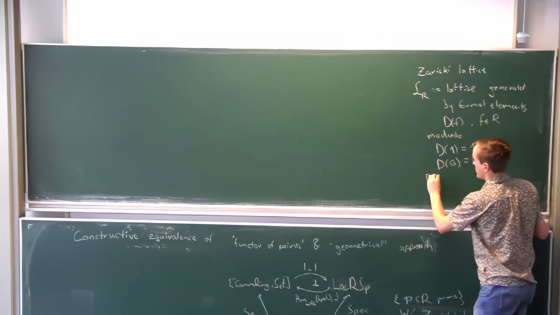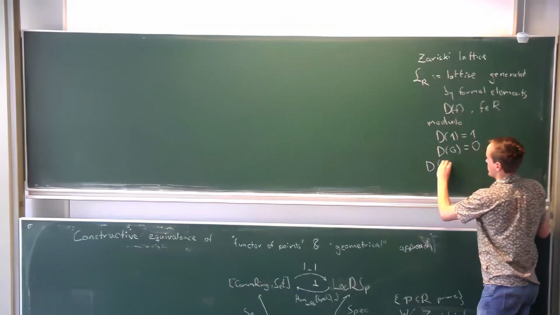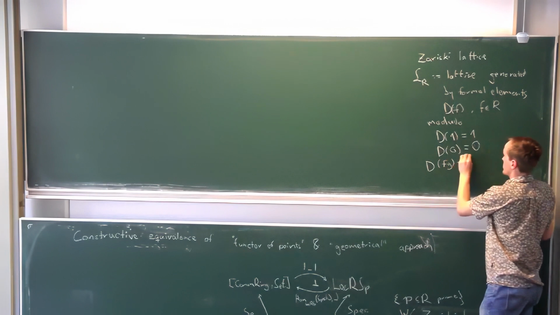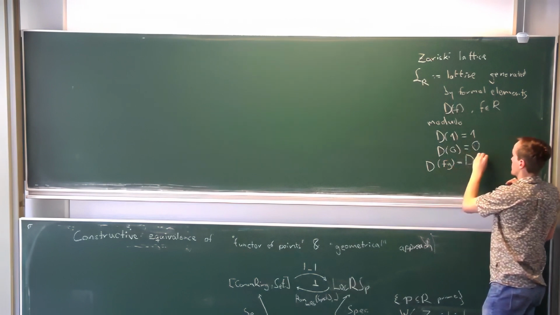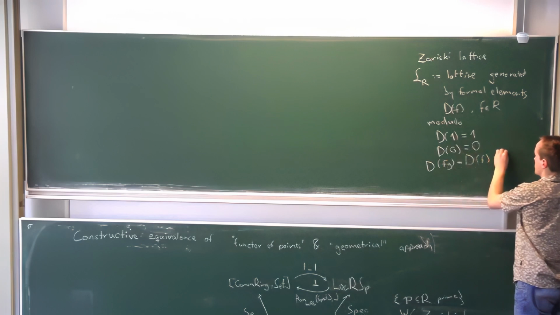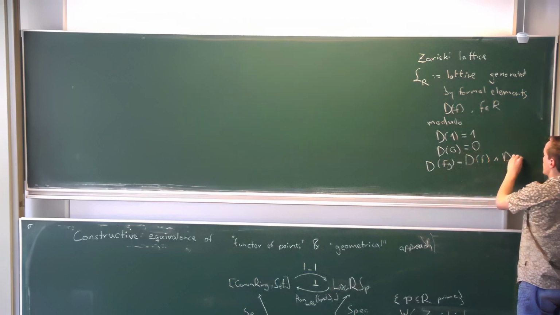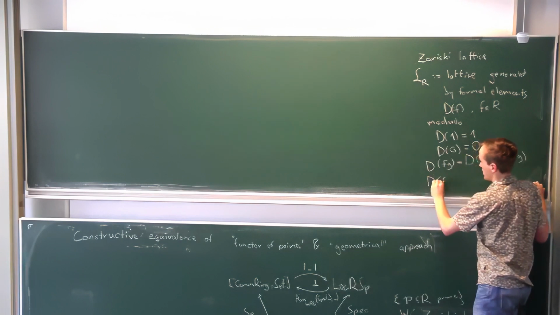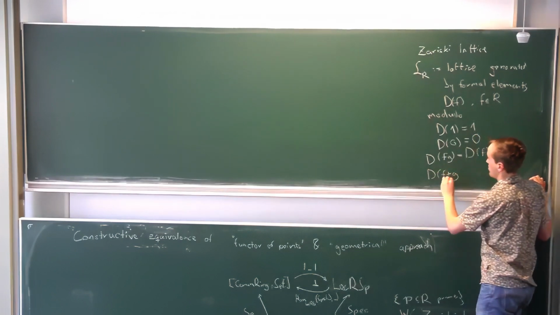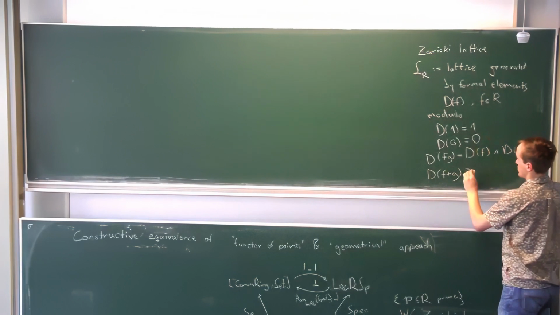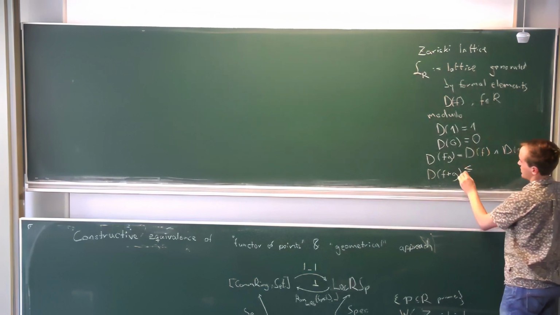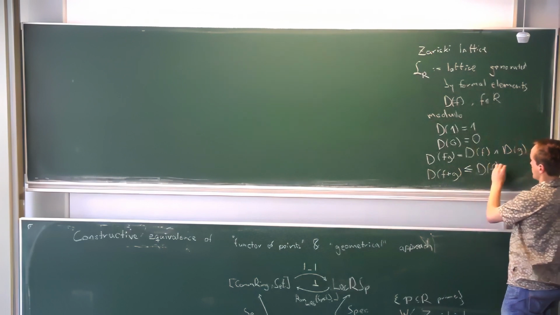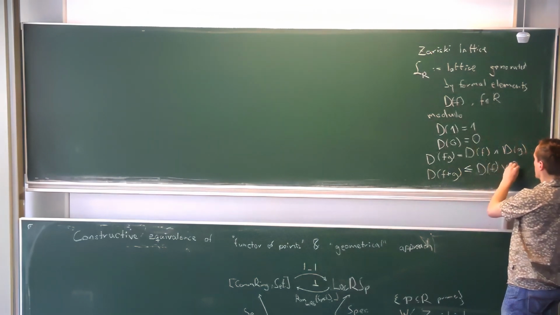Then D of a product is the minimum of these, and D of a sum is, well, it's not equal, but it's at most the join of D(f) and D(g).